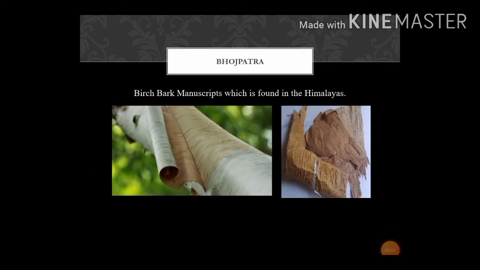Bhojpatra manuscripts, which were made out of birch bark of the tree. You can see that in the picture, which is found in the Himalayas. And it was used for the same writing purpose as paper was not invented by that time.